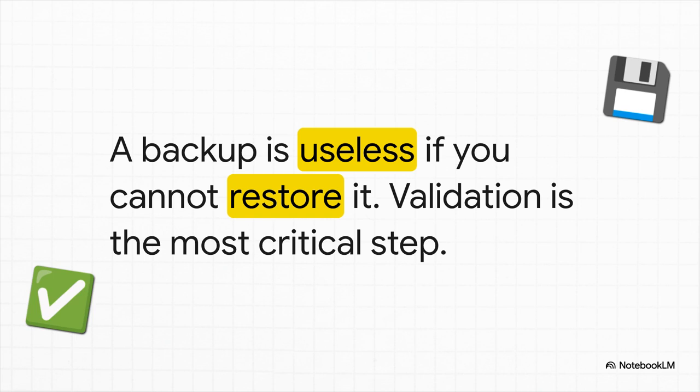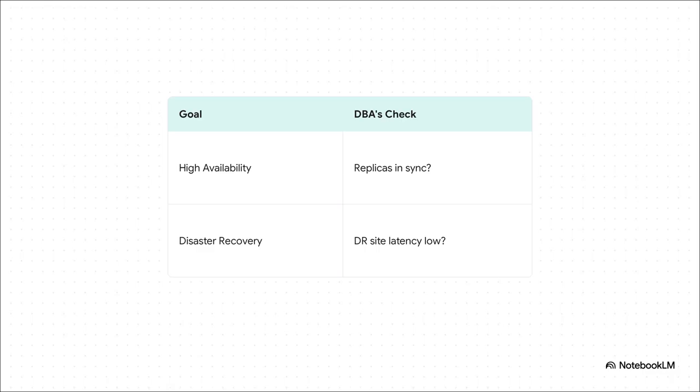The goal isn't just making a copy. The goal is knowing for a fact that you can bring that data back to life when everything is on fire. So for the really mission-critical systems, this usually means 2 layers of protection. You've got high availability, which is all about instant failover. For that, the DBA has to make sure the replica databases are perfectly in sync, down to the second. Then you've got disaster recovery, which is for when the whole building goes dark. For that, they're monitoring to make sure that backup site isn't falling hours and hours behind the live one.